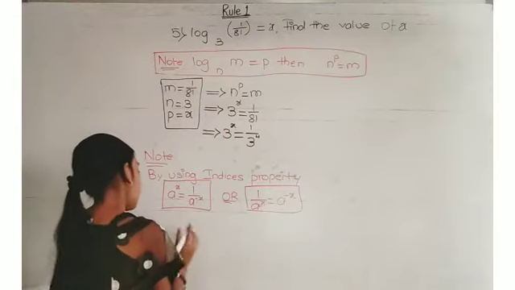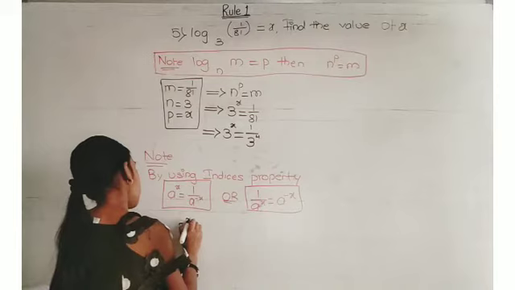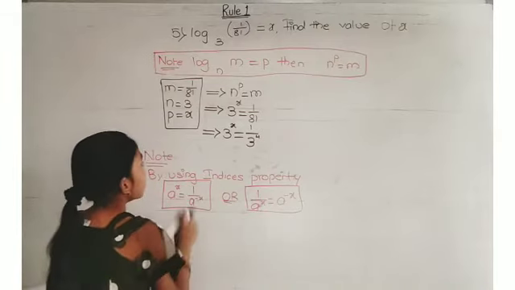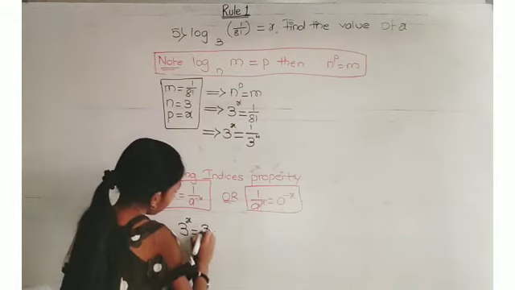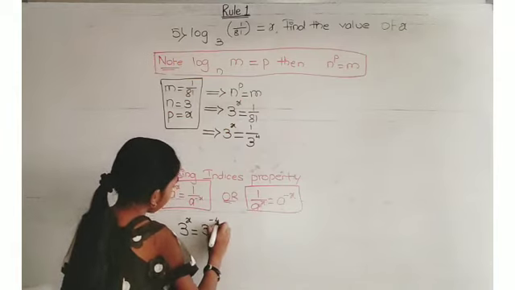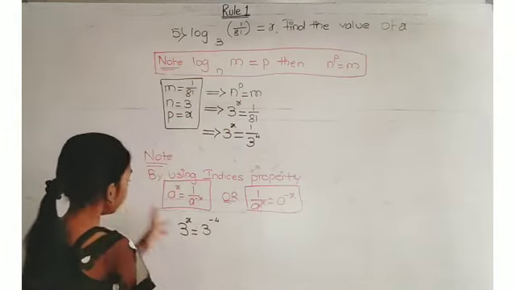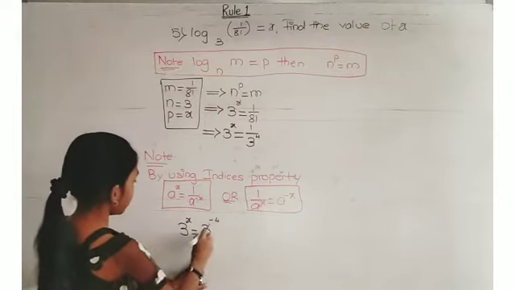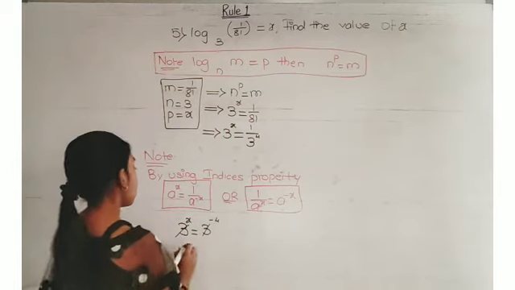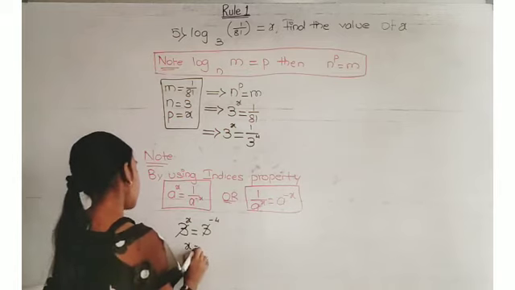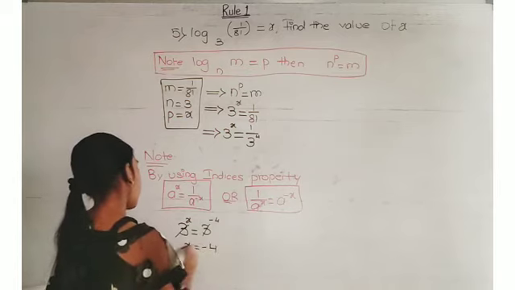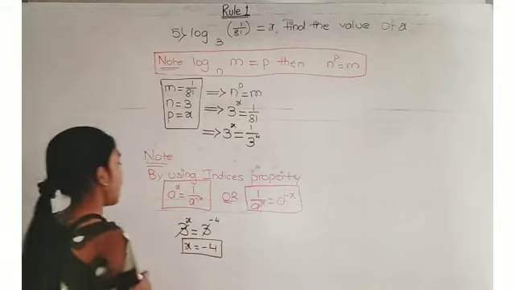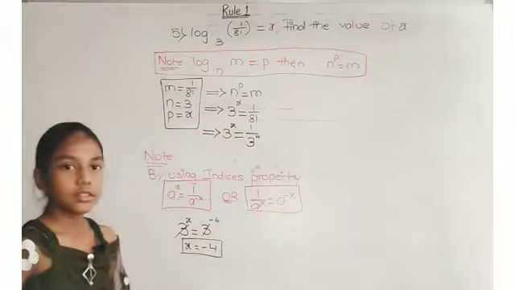So this will become 3 raised to x is equal to 3 raised to minus 4. Now the bases are the same, that's why we will cancel it. So here x is equal to minus 4. The final answer for this question.